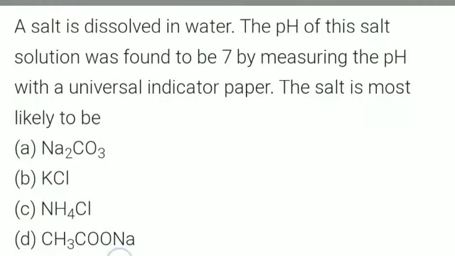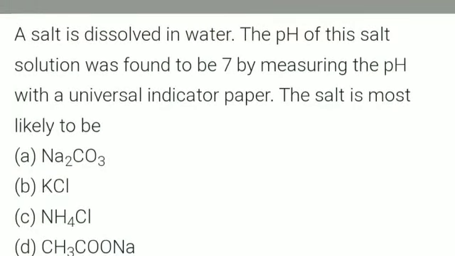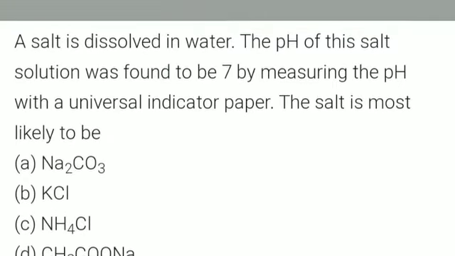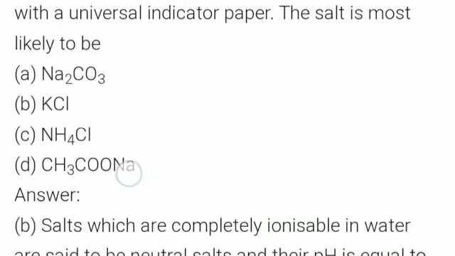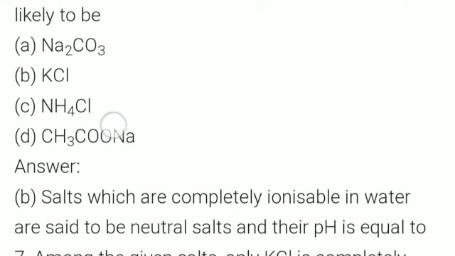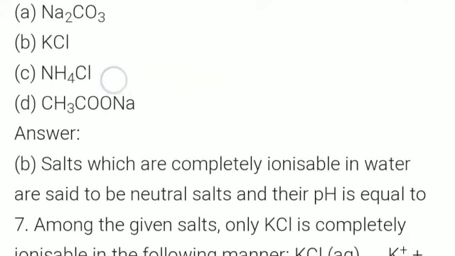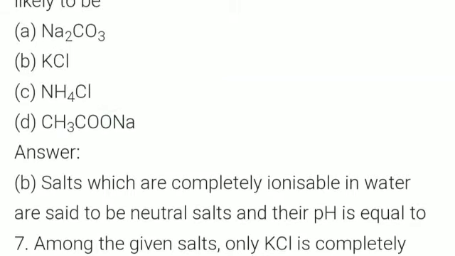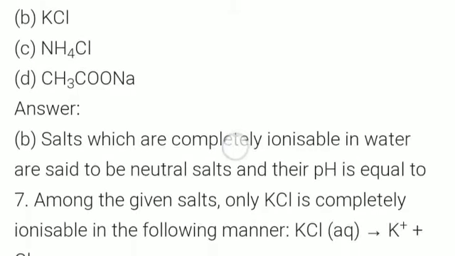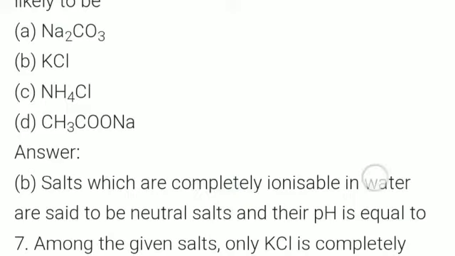A salt is dissolved in water. The pH of the salt solution was found to be 7 by measuring the pH with a universal indicator. The salt must be a neutral salt. KCl is a neutral salt, and the others, Na2CO3, is a basic salt, NH4Cl is an acidic salt, CH3COONa is also a basic salt. KCl is a neutral salt. KOH is a strong base, HCl is a strong acid, from which KCl is formed. So the correct option is KCl, which is entirely neutral.